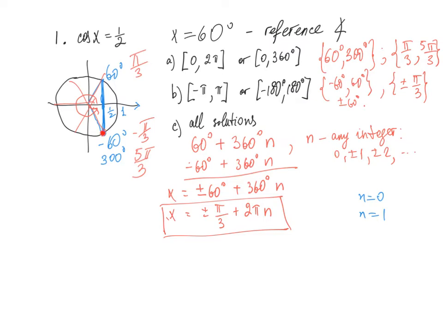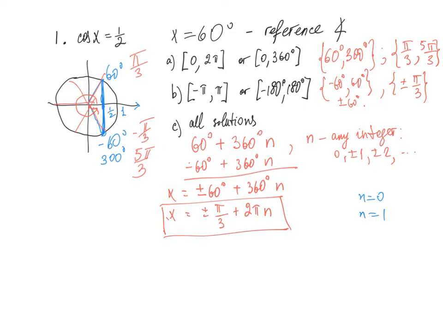And also, we will look at negative pi over 3 plus one full cycle. And then we can do it for more cycles, or we can go backwards. If n equals negative 1, we can subtract one full cycle, so it will be pi over 3 minus 2 pi, and we can keep going in both directions.